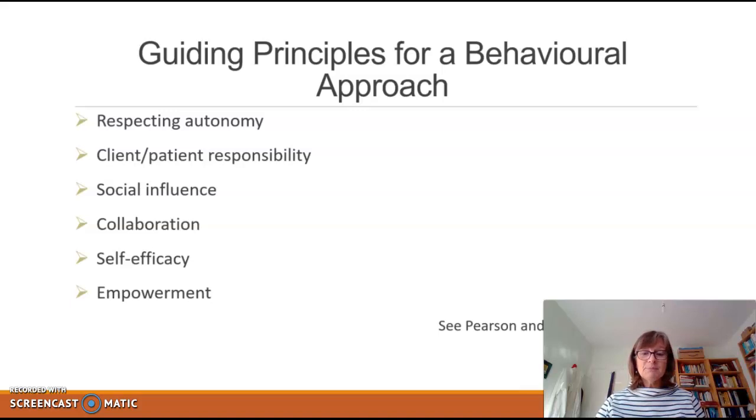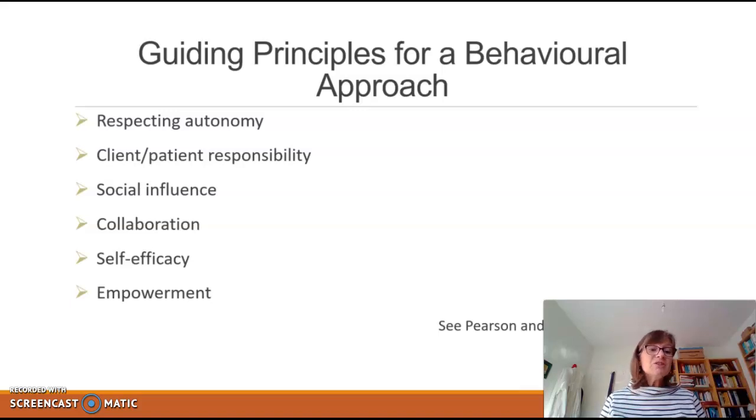Respecting autonomy. So the individual has a right to make a decision. That decision might not be what you think they should do, but they still have a right to decision. So they're involved in the decision-making process. You're not making the decisions for them, unless they happen to be unconscious or not competent to make decisions. You make decisions in their best interest in that situation.